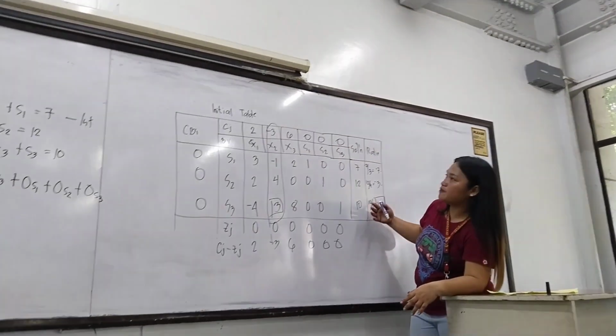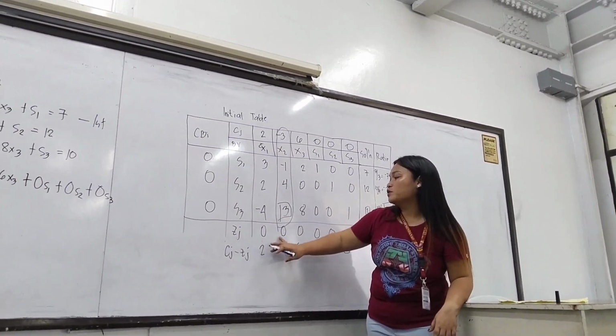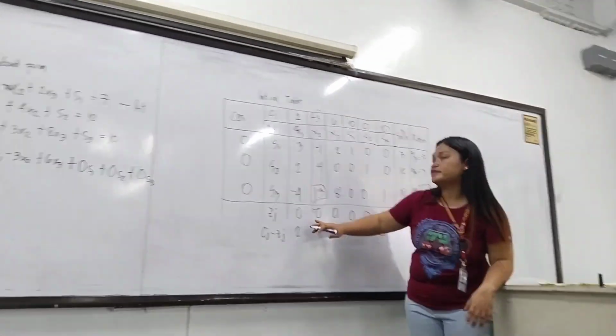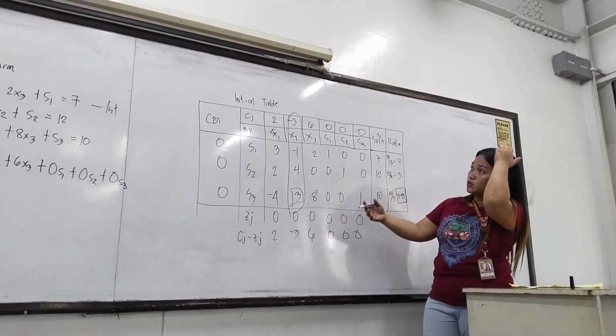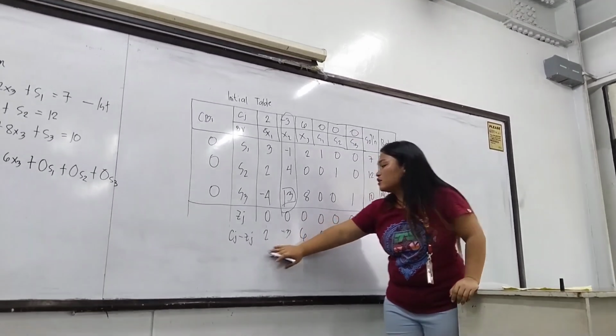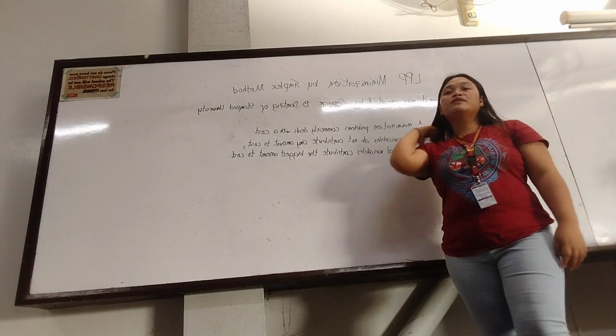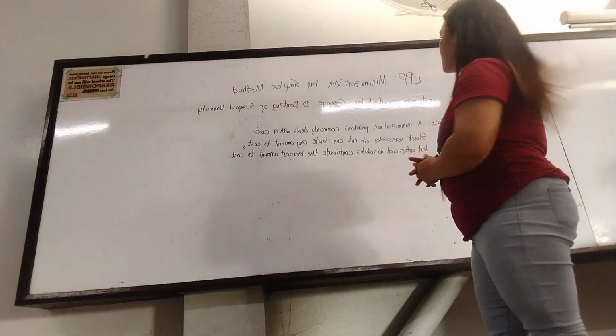So we cannot get the optimal solution yet because there is a negative here. So we need to do another thing. We need to draw another table so that we can attempt to make it all positive so that we can have our optimal. Now I'm done with my examples.